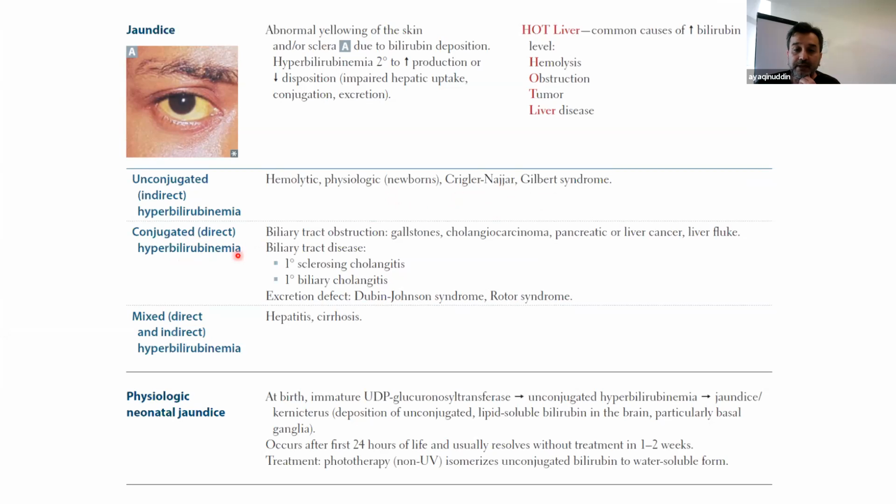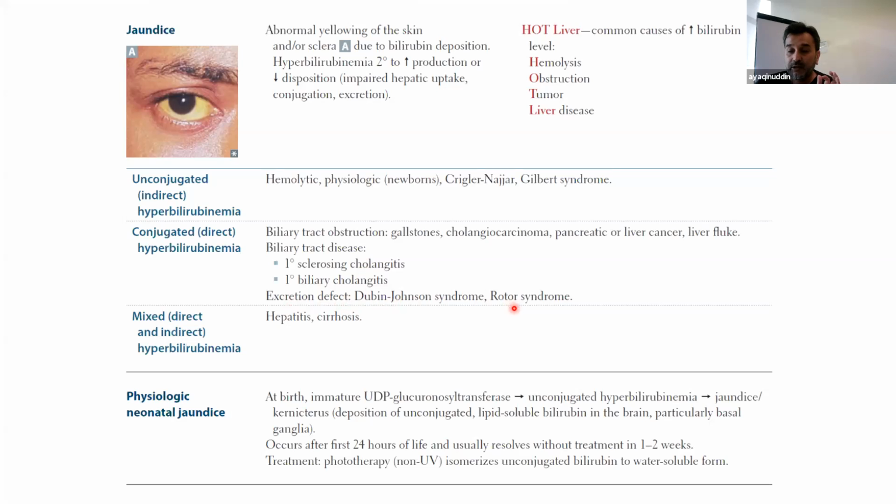Conjugated hyperbilirubinemia is the direct type. The most common thing is the obstruction of the biliary tract by gallstones or cancer, or there could be biliary tract disease like primary sclerosing cholangitis and primary biliary cholangitis, which you would be learning in the later lectures with pathology. The excretion defects could be Dubin-Johnson syndrome or Rotor syndrome.